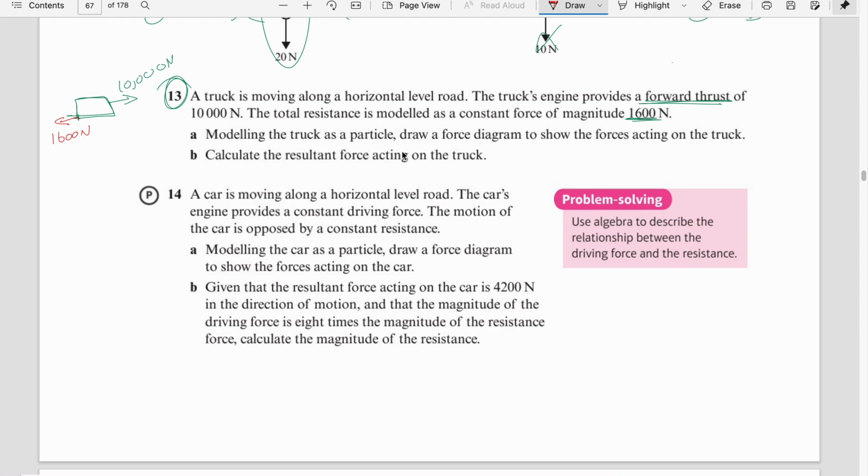Model the truck as a particle. Draw the force diagram to show the forces acting on the truck. So if we just consider this as a particle, we can draw it like this: 10,000 and 1600 newtons in their directions. Then it says calculate the resultant force. So 10,000 minus 1600 and we are left with 8400. So it is 8400 newtons towards the right.